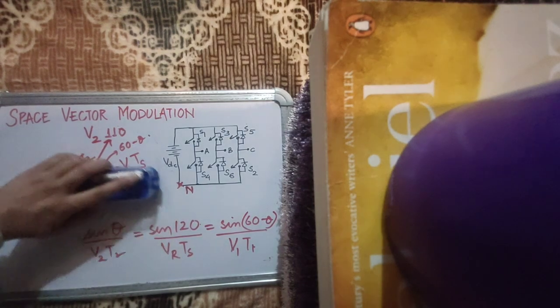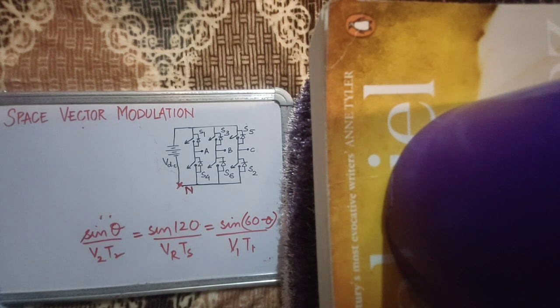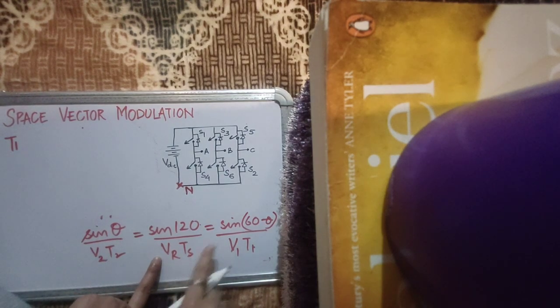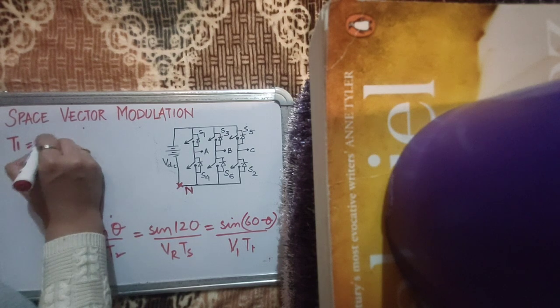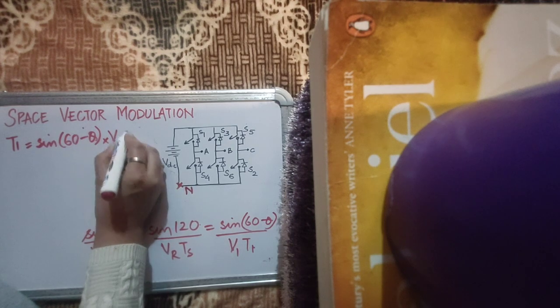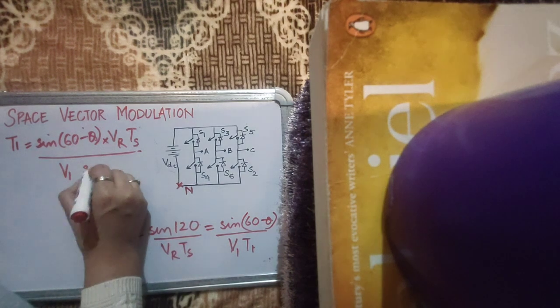So what you do then is find the time intervals T1 and T2: how long to switch 100, and then you find T2, how long to switch 110. So let's find T1. T1 in terms of VrTs will be sine of 60 minus theta into VrTs divided by V1 sine of 120.